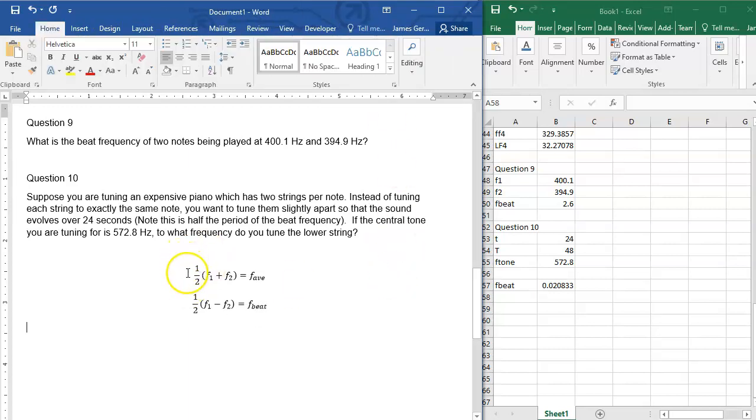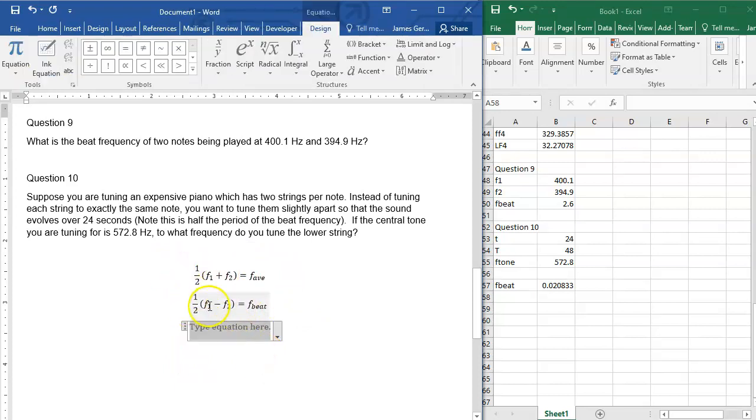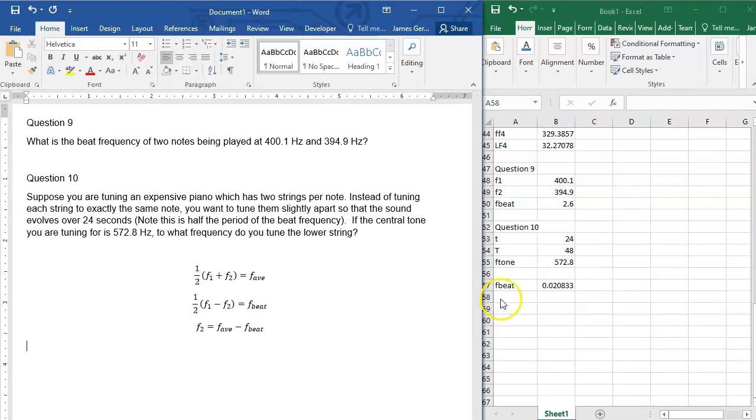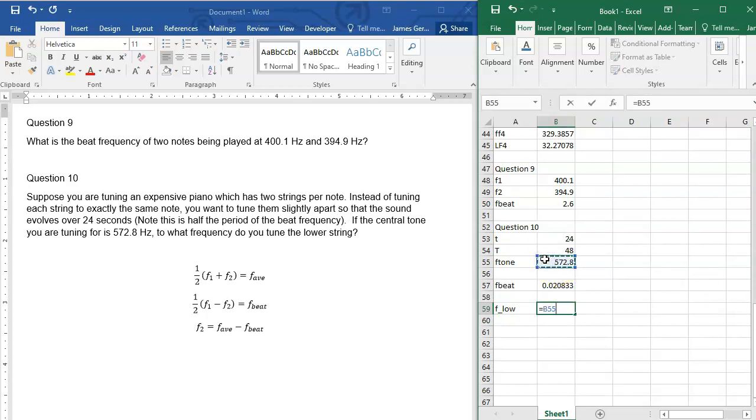All right, so if I just take this formula and this formula, and I subtract them, then 1/2 of F1 minus 1/2 of F1 is 0, so F1 goes away. 1/2 of F2 minus the minus 1/2 of F2 is just F2. And on the other side, we've got the average minus the beat. And so I know that the low frequency, or F2, that I need is just going to be my central value minus the beat frequency, right? So it's very close to the central value, right?